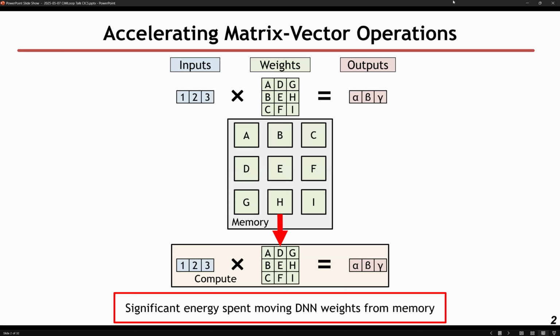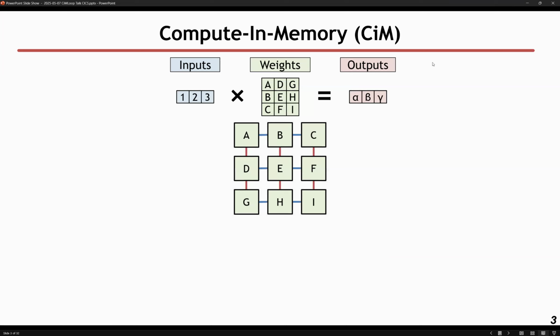So one way to address this problem is to, instead of moving your weights from your memory to your compute, let's just do the compute inside the memory with compute memory. To do that, we'll have our weights stored directly in the memory array. One approach to do this is analog. There are also digital approaches, but we'll focus on analog for this presentation. When you do it in analog, you'll apply your input vectors, those 1, 2, 3 values over on the left, to the rows of the memory array. And you'll do your computation in the memory array, and you'll get your outputs out the bottom.